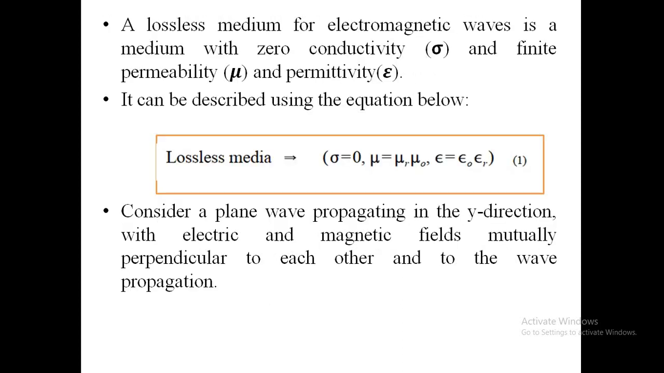A lossless medium for electromagnetic waves is a medium with zero conductivity and finite permeability and permittivity. Permeability is given as the product of relative permeability and permeability of free space, mu r mu naught, and permittivity is obtained by the product of relative permittivity and permittivity of free space. Consider a plane wave propagating in the y direction with electric and magnetic fields mutually perpendicular to each other and also to the wave propagating.